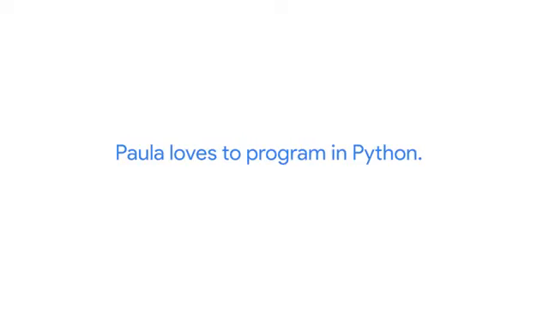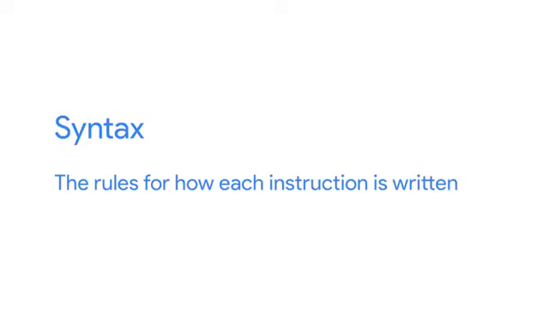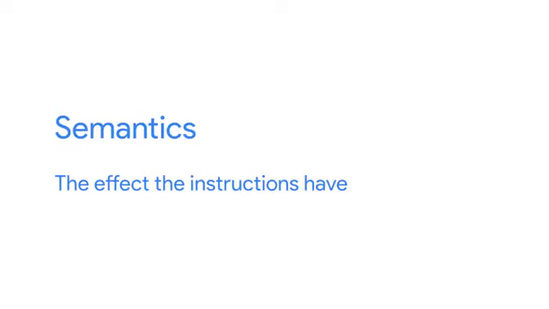Let's take the sentence, "Paula loves to program in Python," as an example. In this sentence, Paula is the subject, and "loves to program in Python" is the predicate. To form a sentence that others can understand, you need to know both the syntax that constructs the sentence and the semantics that gives it meaning. The same applies to programming languages. In a programming language like Python, the syntax is the rules for how each instruction is written, and the semantics is the effects the instructions have.